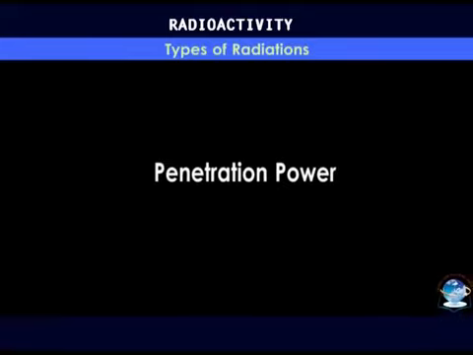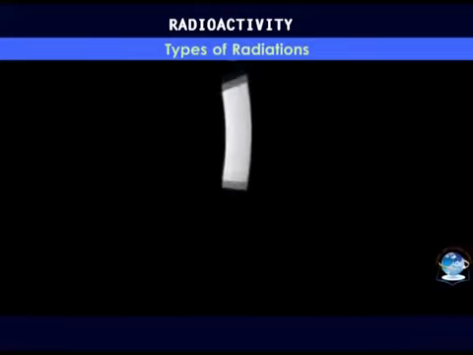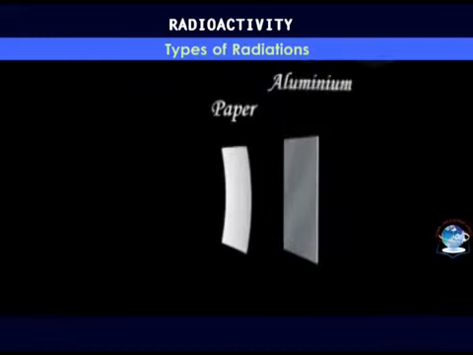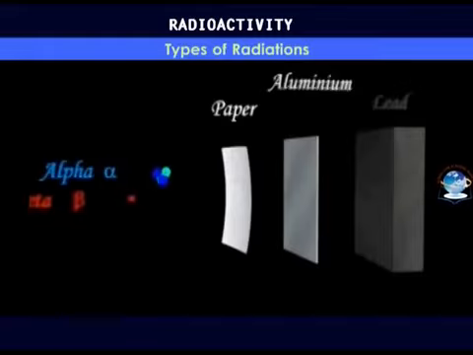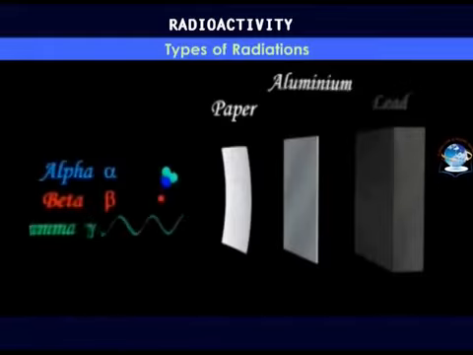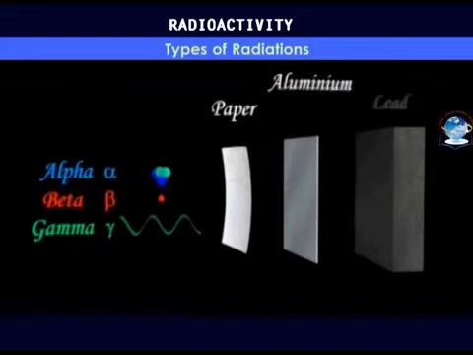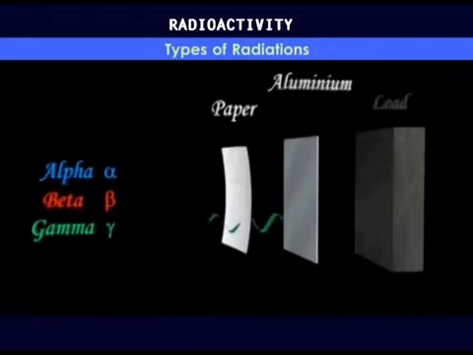Penetration power. The three radioactive emissions have different penetration powers. Alpha particles are the weakest. They travel slowly through air and are stopped by a sheet of paper. Beta particles are stronger. They penetrate paper but are stopped by a piece of aluminum foil. Gamma rays have the highest penetration. They penetrate paper and aluminum foil and are only stopped by a thick lead block.